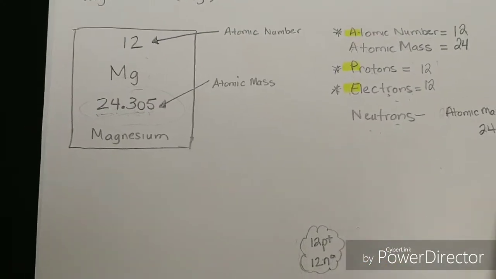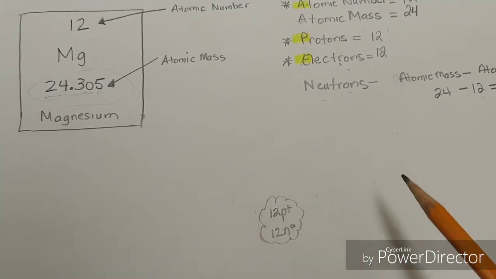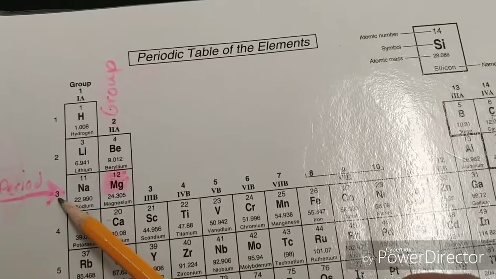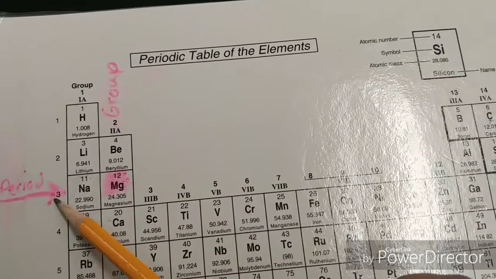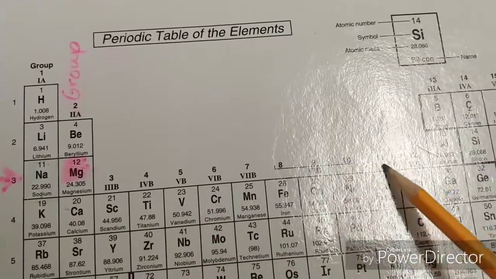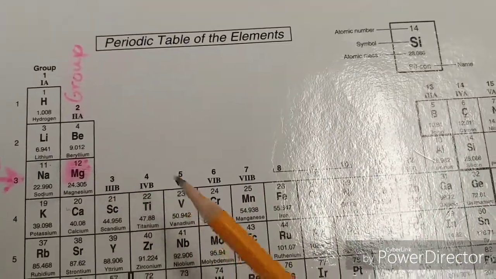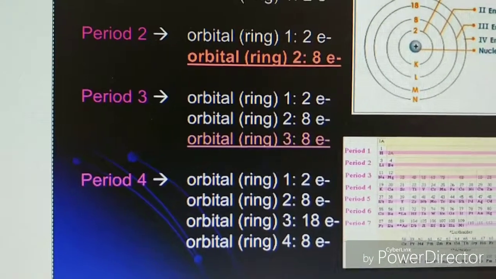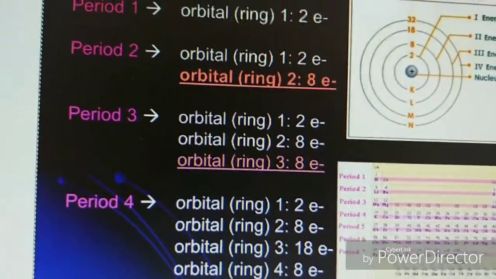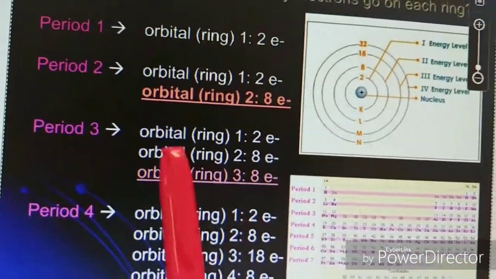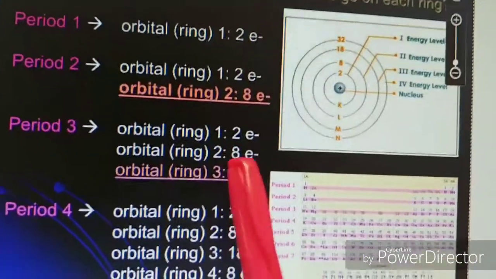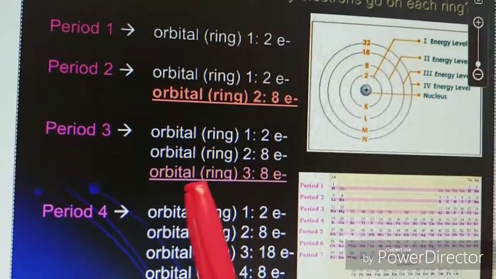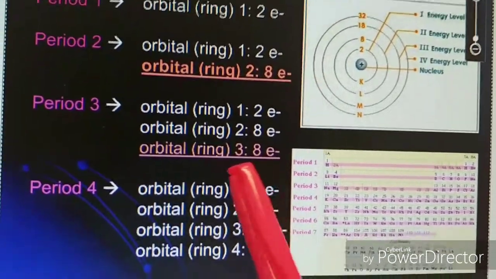Okay, to find out how many orbitals or rings magnesium has, we're going to look at our periodic table. Remember that the period indicates how many orbitals or rings an element has. Because it's on period 3, all of the elements in this period are going to have 3 rings. So we're going to draw 3 rings around the nucleus. Remembering back from our Nearpod notes, the first ring can hold 2, the second ring can hold 8, and the third ring, the last ring, can hold up to 8. Doesn't mean you have to have 8, but it means the last element on that period can hold up to that many.